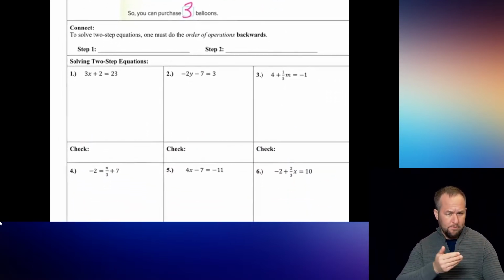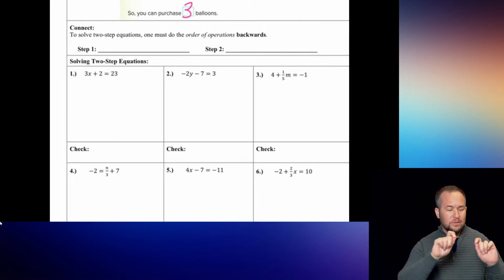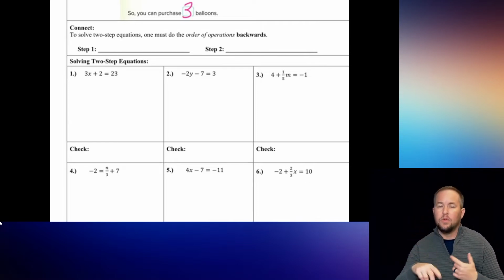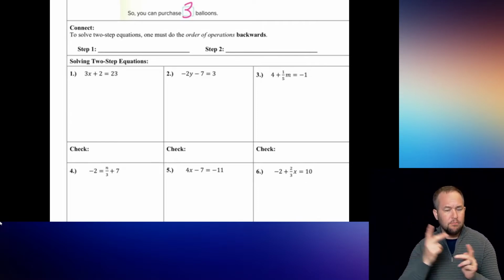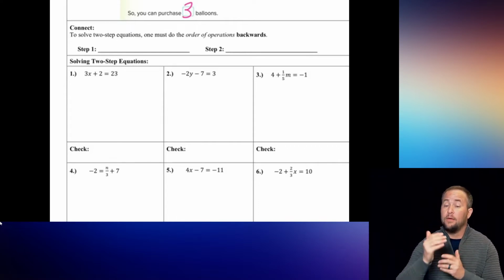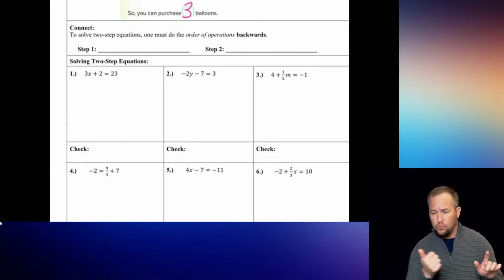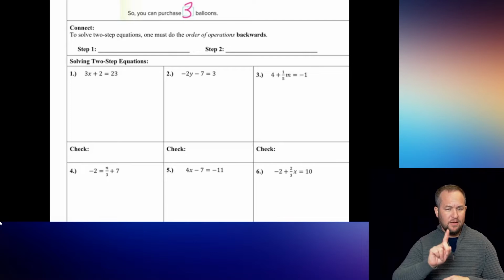So here's our connect. To solve these two-step equations, we must work the order of operations backwards. So remember, our first order of operations is always parentheses, then exponents, and then step number 3 is to multiply and divide, always from left to right. And then our last step, step 4, is to add or subtract from left to right. So we are going to go backwards. I'm going to start at step 4, when really for solving equations, this is actually step 1.